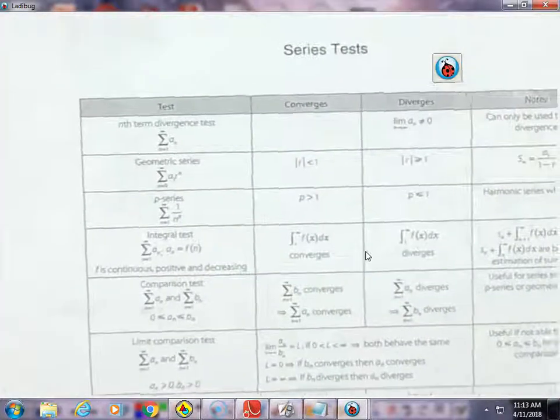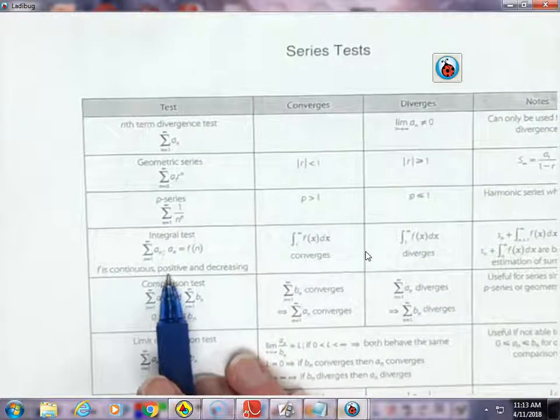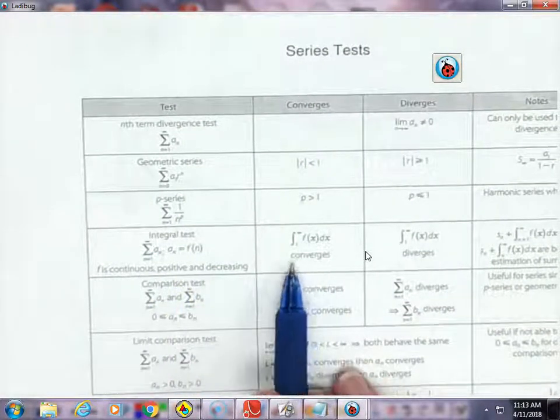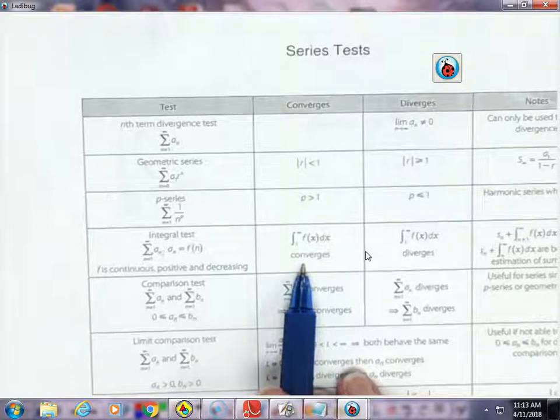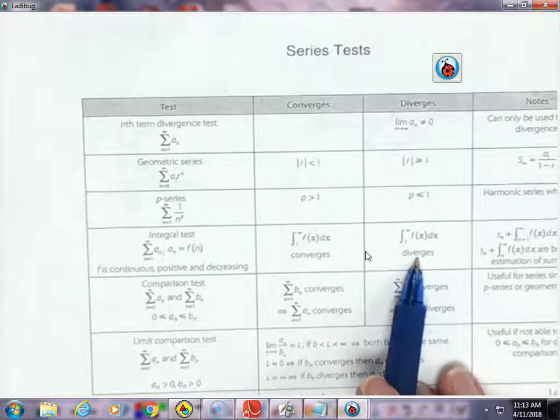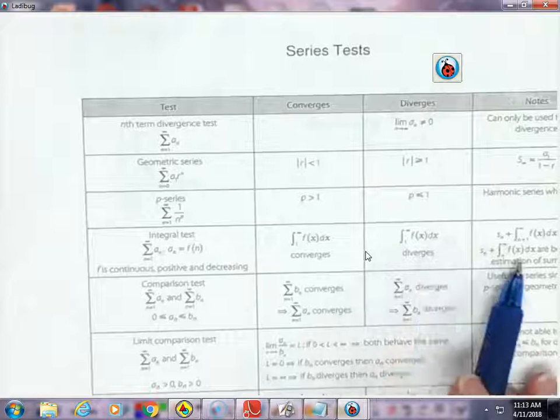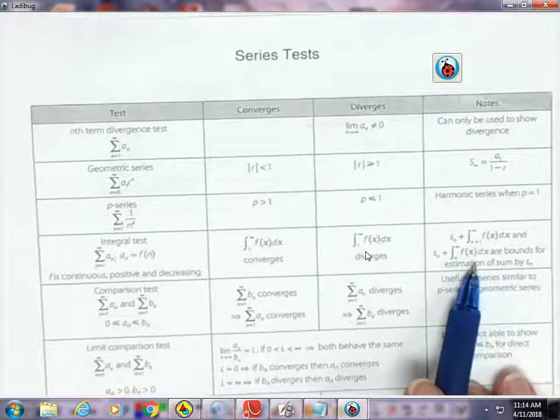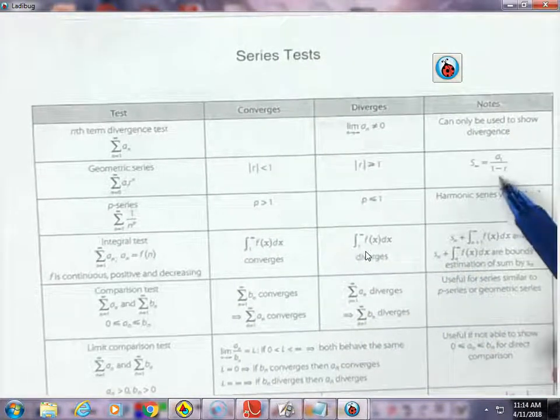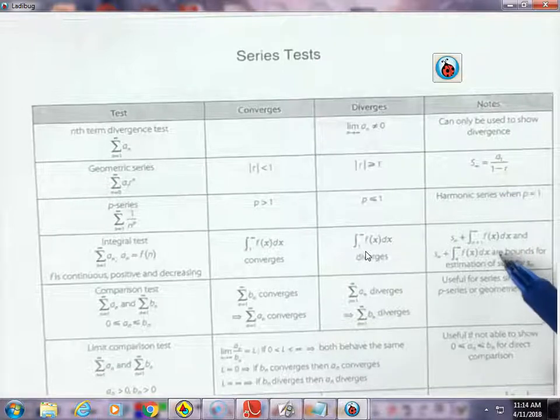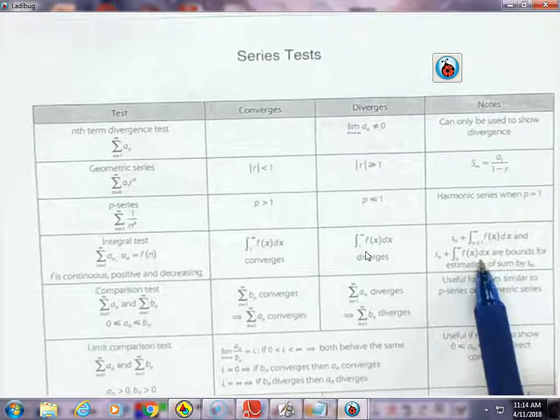If you look at the integral test, the function has to be a continuous positive decreasing function. When you take the integral, if the integral converges, then the series also converges. If the integral diverges, then the series also diverges. This also tells us some information about the bounds. So notice on this one, if it converged, I could find the sum. On this one, I can't find the sum, but I can get it within a certain range.